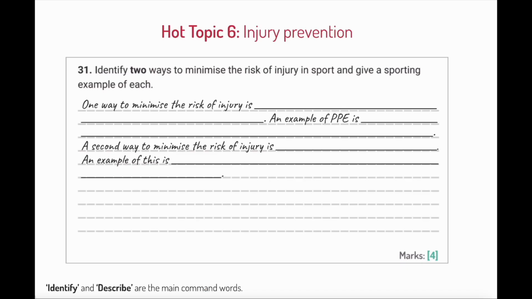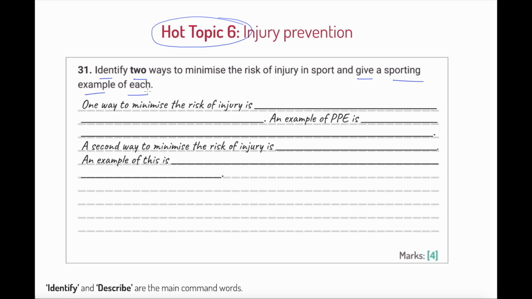Okay, we are getting warm, folks. Topic 6, injury prevention, everyone's favourite, obviously. So let's just look at our command. We're identifying two of something. And we're looking at ways to minimise the risk of injury in sport, giving an example of each. Now, guys, this is the important thing here. Giving a sporting example of each. I must do that, otherwise I get no mark.